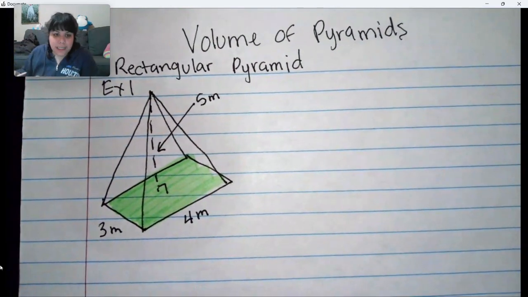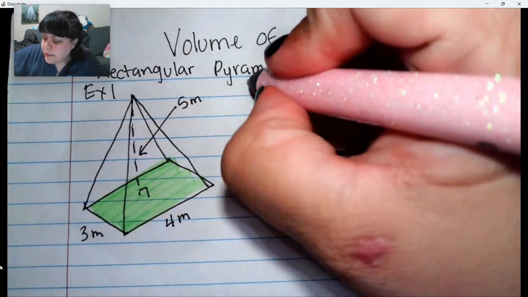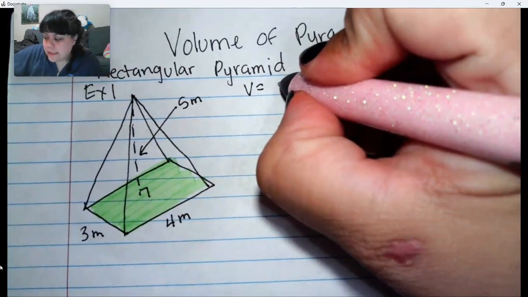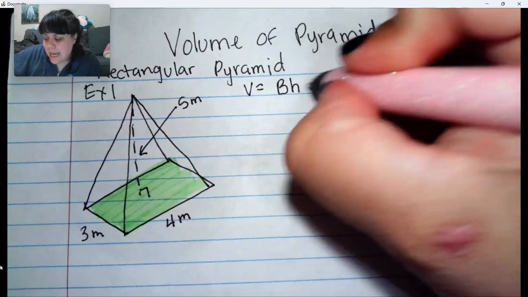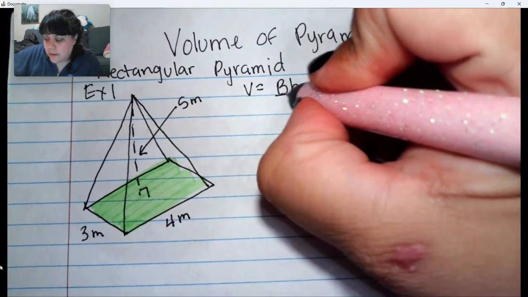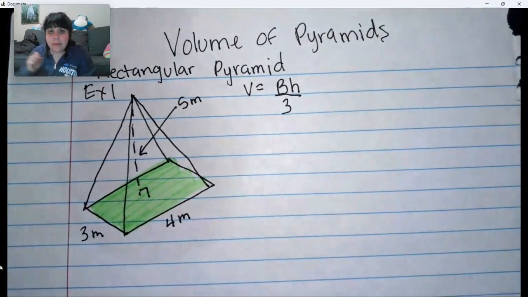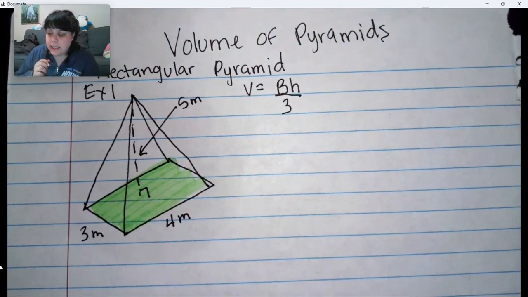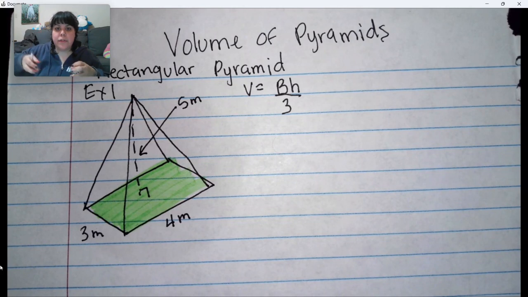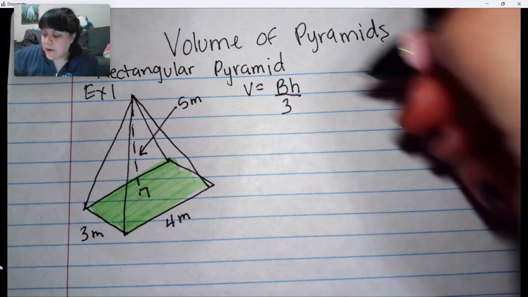Okay, so let's go over the formula for my pyramid. I'm going to put volume equals my base times my height, but I'm going to divide by 3. That is because a prism is 3 times the volume of a pyramid. If you fill a pyramid up with water, 3 of them fit into one prism. So that's why you divide by 3, which we'll see later on.